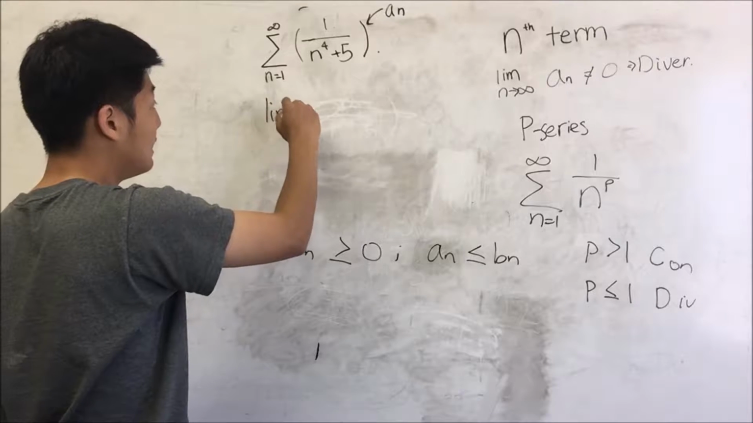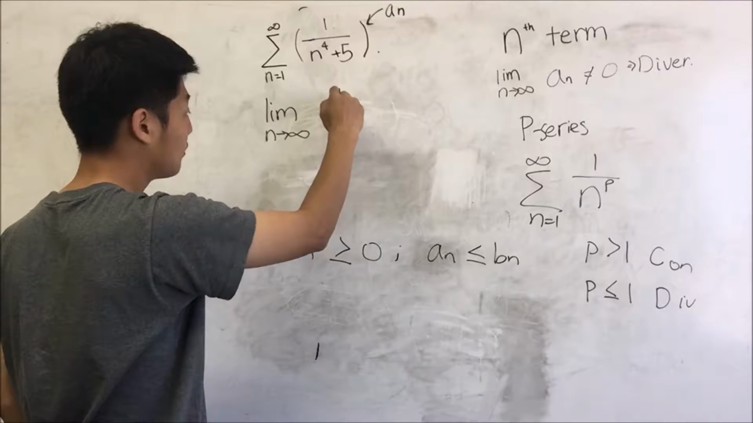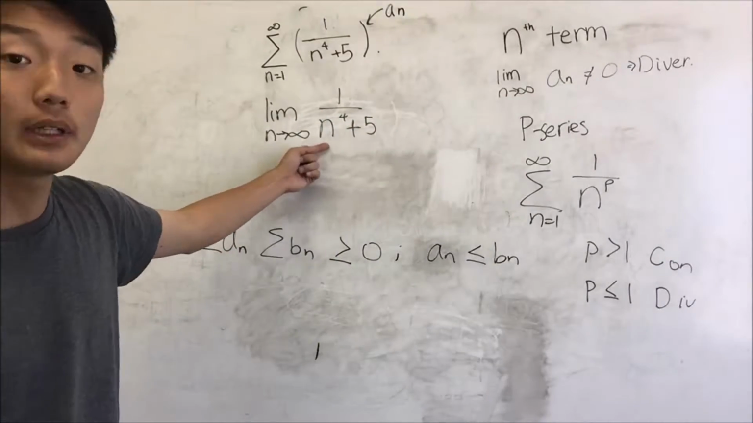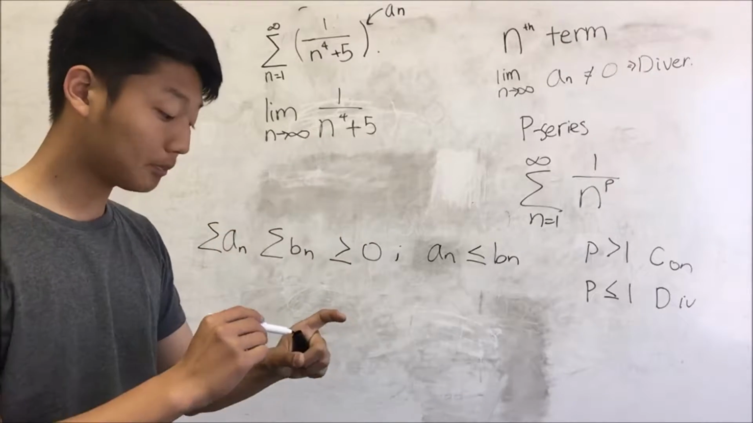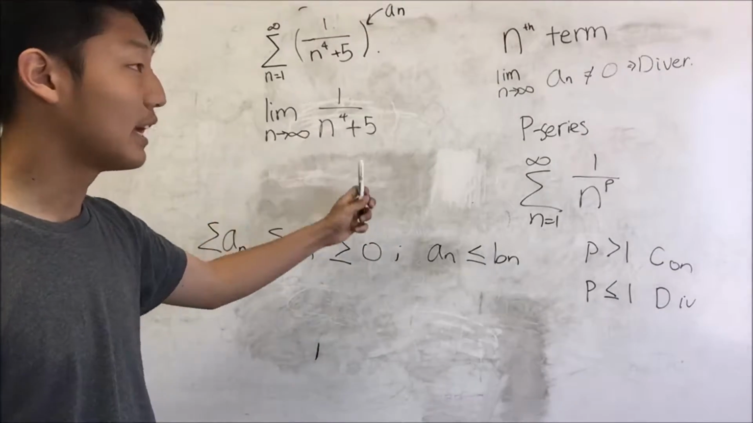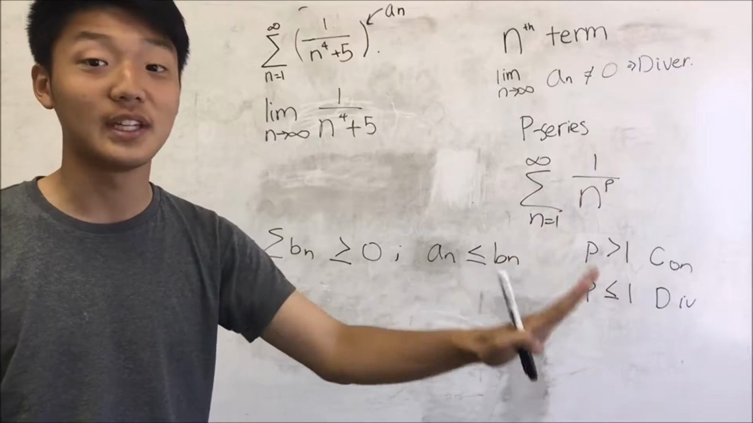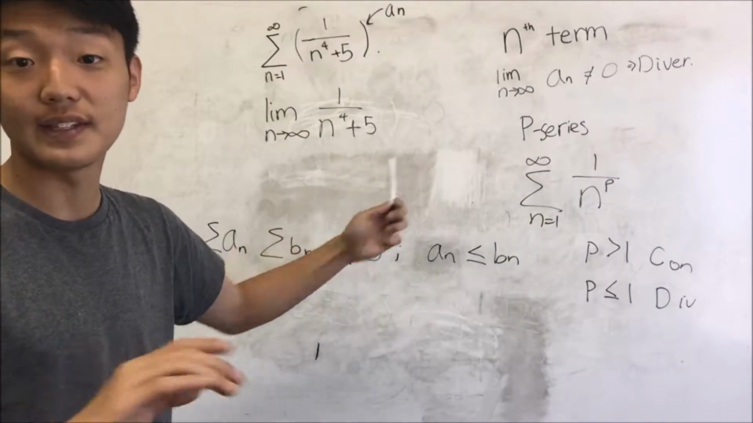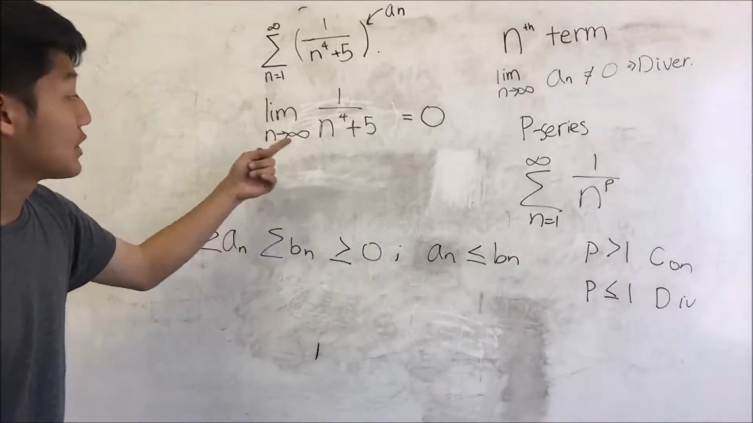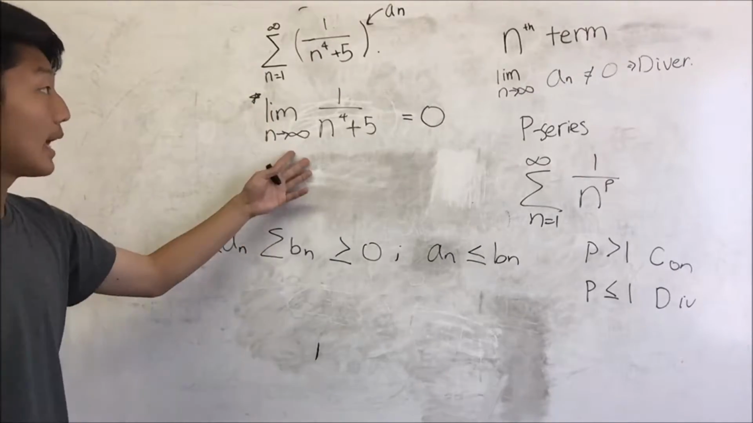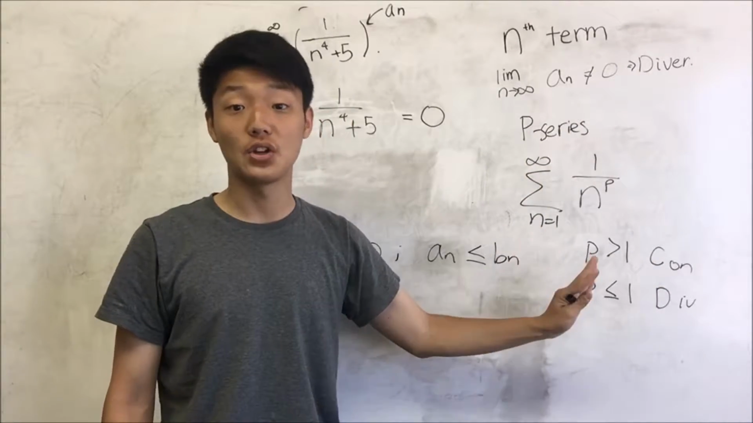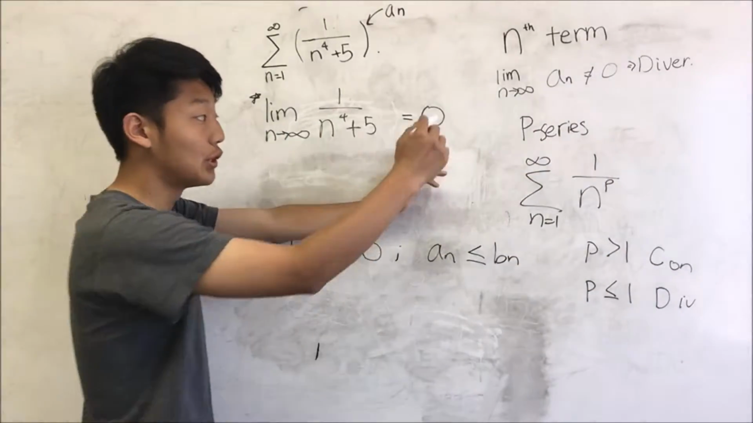Limit as n approaches infinity of 1 over n to the 4th plus 5. As you can see, if I plug in infinity for n, it will be infinity to the 4th. Infinity times infinity times infinity times infinity is obviously infinity. Plus 5, still infinity. So 1 over infinity will be 0. Through the nth term, we conclude that this equals 0. Like I said, it's not always convergent. It can be divergent too. So we don't know yet.